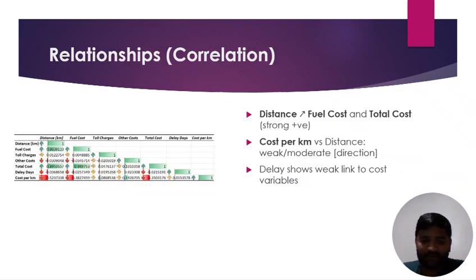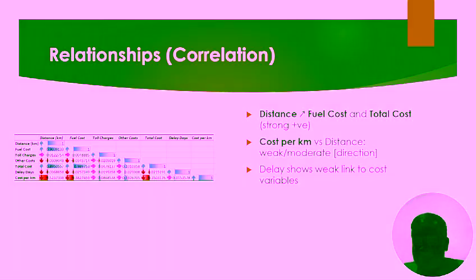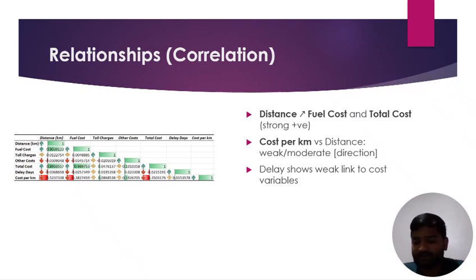Next slide. Relationships. The correlations between various variables were analyzed using a correlation matrix. The fuel cost and total cost are highly positively correlated with distance. This indicates that these expenses rise along with distance. The correlation between distance and cost per kilometer is negative, ranging from mild to moderate. This implies that longer routes are likely to be more efficient, leading to a lower cost per kilometer as the distance rises. Delay days and the expense factors have a very tenuous relationship.